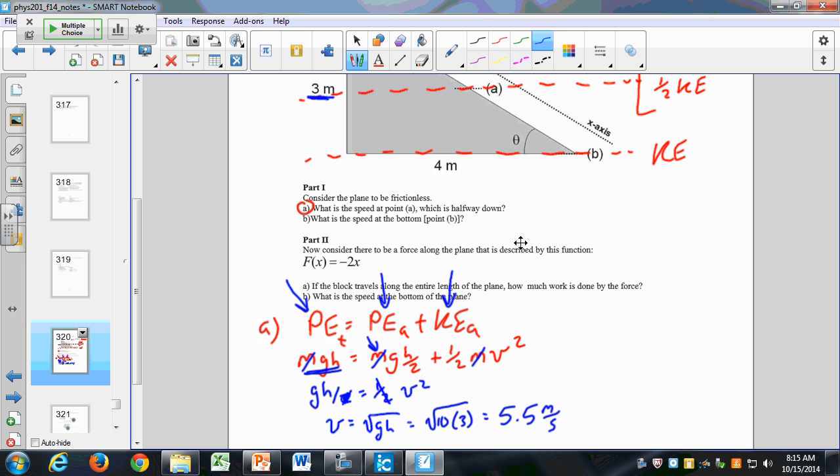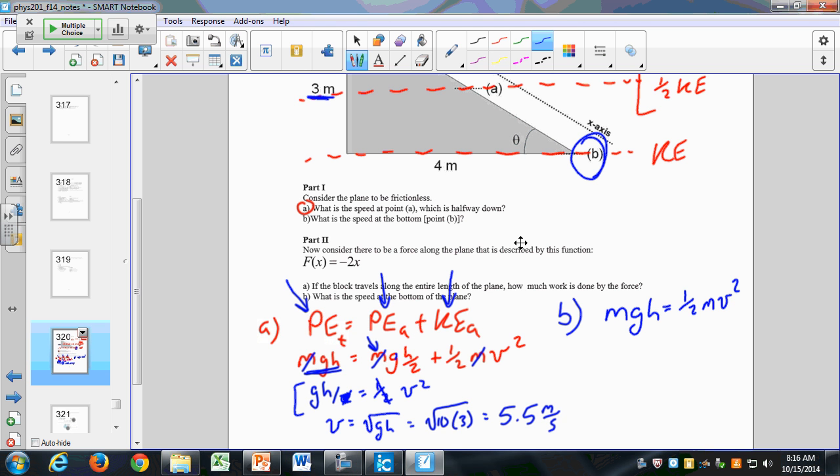All right? And then I can solve this. I take my mgh over 2 over to the left-hand side, and that just becomes mgh minus mgh over 2, or mgh over 2. Cancel out my m's, and solve for v. You get 5.5 meters per second. What if you wanted to find the velocity at point B, down at the bottom? Then I would say mgh at the top is equal to 1/2 mv squared. Go ahead and solve for that.